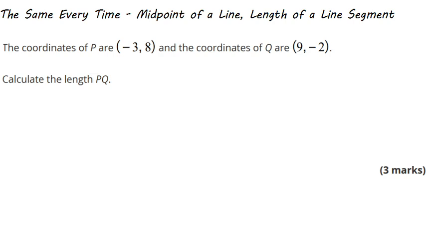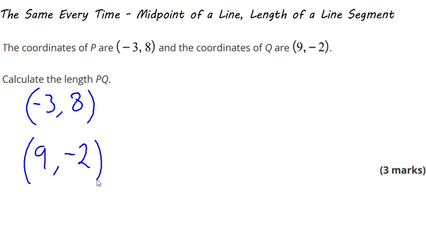And if we were to draw these things on a coordinate grid, we would find it's going to make a sloping line. We could make it into a right-angled triangle. It would be a Pythagoras job, really, but we don't actually need to draw anything. What we need to do is just a calculation, and that calculation is, of course, the same every time. So my 2 points are -3, 8 and 9, -2. So you need to follow the same method, exactly the same method every time.